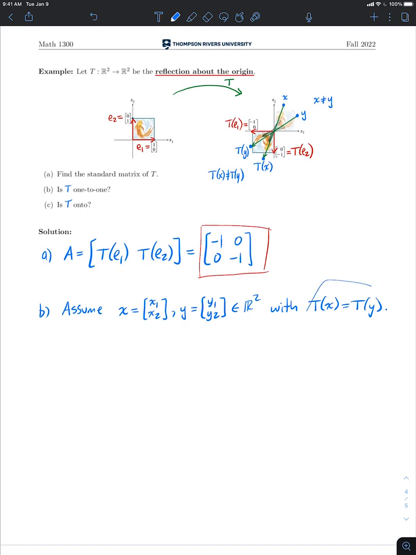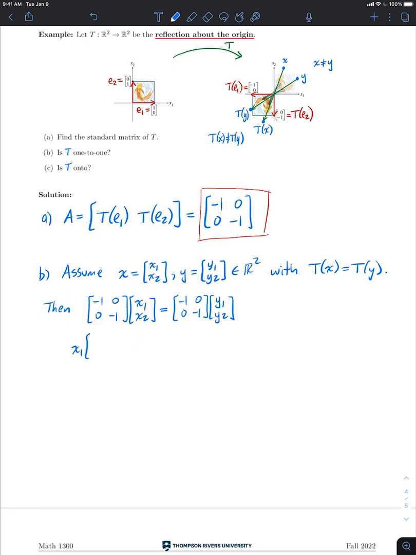Well, if T of x is equal to T of y, then we can say the following. What is T of x? It's the standard matrix A multiplied by the vector x, which is x1, x2. And that's got to equal T of y, which is the standard matrix A multiplied by the vector y, which is y1, y2. Now let's perform the matrix multiplication. You're going to get x1 multiplied by -1, 0, plus x2 multiplied by 0, -1. And on the right-hand side, you'll have y1 multiplied by -1, 0, plus y2 multiplied by 0, -1.